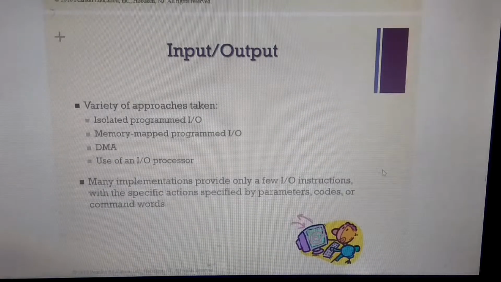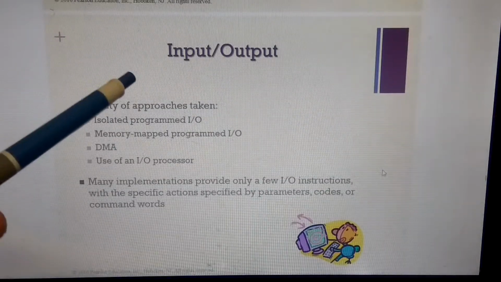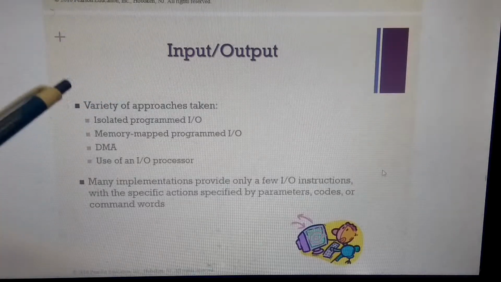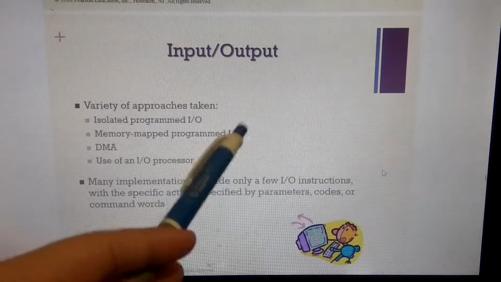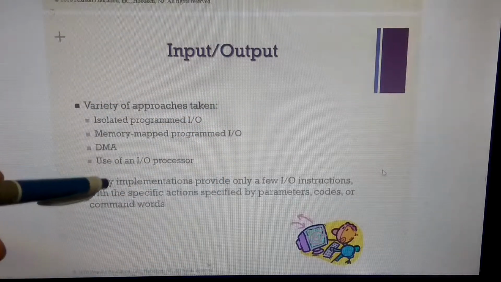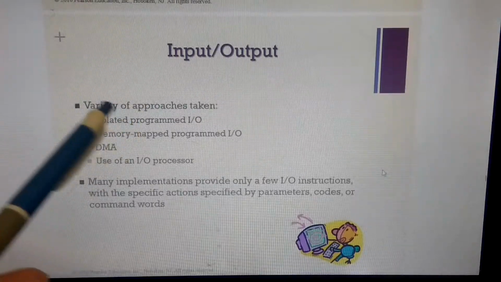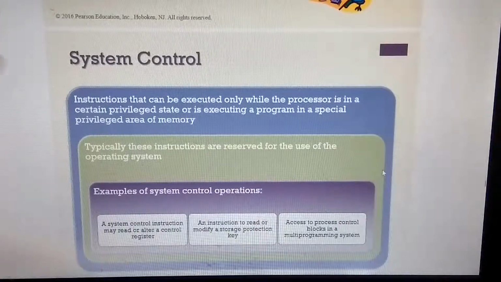Next, we'll talk about the input and output. There are a variety of approaches taken using the input operand, which are isolated program I/O, memory mapped program I/O, DMA, and the use of an I/O processor. There are many implementations that provide only a few I/O instructions, with a specific action specified by parameters, codes, or command words.